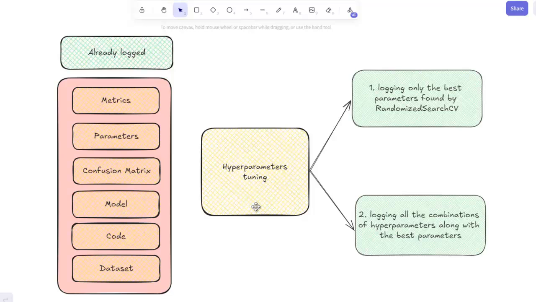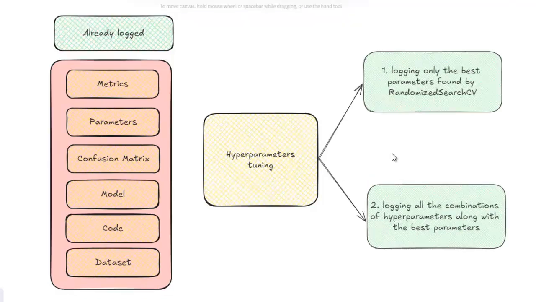I have decided to split this video into two parts. In the first part of this video, we will log only the best parameters found by randomized search CV. In the second part of this video, we will log all the combinations of hyperparameters along with the base parameters. So let's start with our first step. In the first step, as we discussed, we are going to log only the best parameters found by randomized search CV. So let's move to VS Code and complete this particular step.